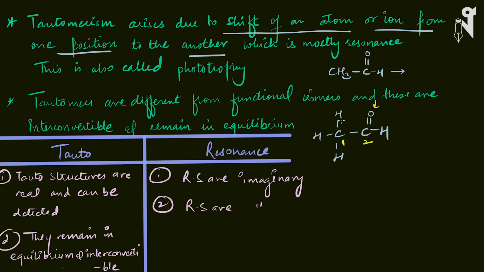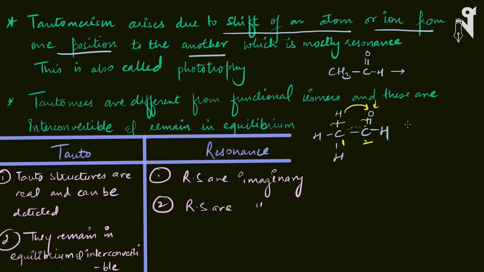Now the hydrogen will break its bond from carbon 1 and will shift and attach to the oxygen of carbon 2. So it will make a bond with oxygen, and at the same time oxygen will break its pi bond, and carbon 1 and carbon 2 will form the pi bond. So basically the pi bond will break and a new pi bond between carbon 1 and carbon 2 will form.